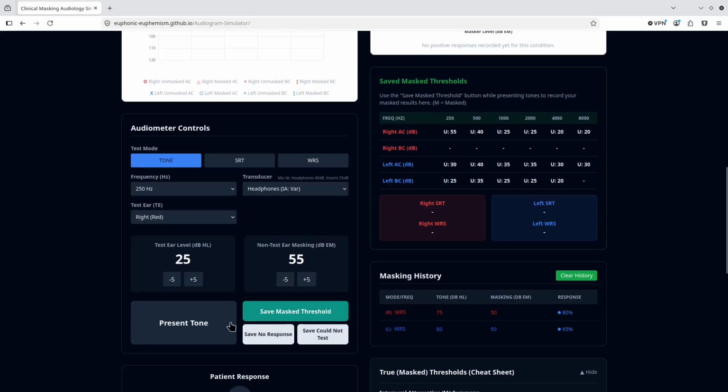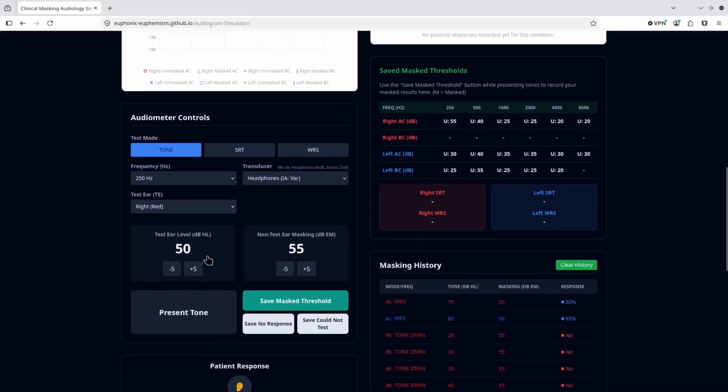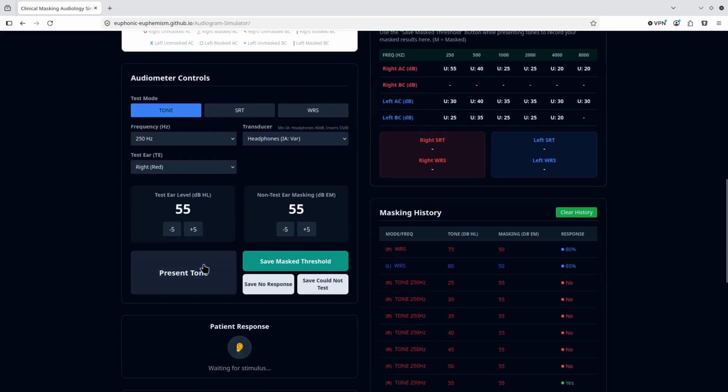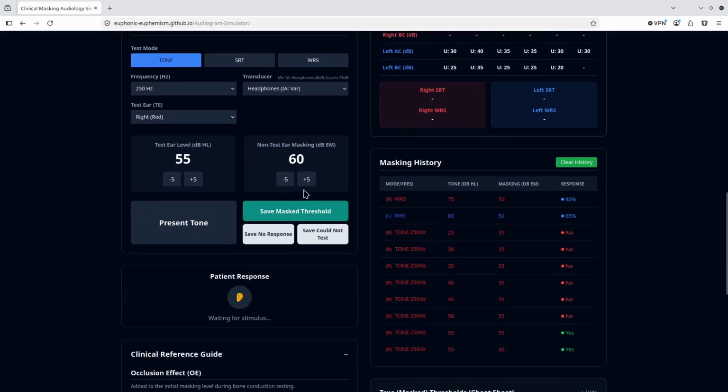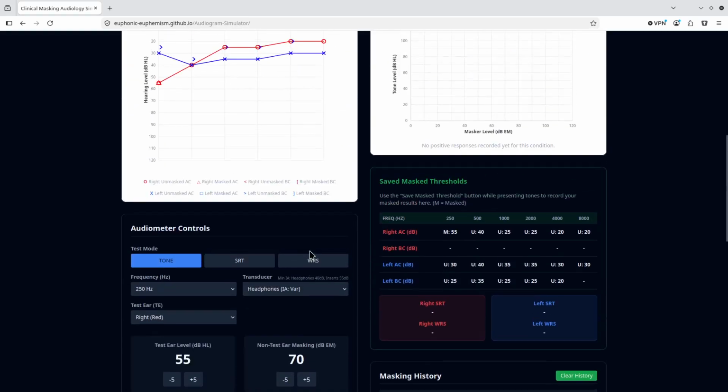And we'll go ahead and present the tone. No. Let's bring the tone up. No. Tone up. No. Tone up. No. So what's going on here? Nope. We can still go up higher. Tone up. Yes. Masker up. Yes. Masker up. Yes. We plateaued. Saved our masked threshold there.